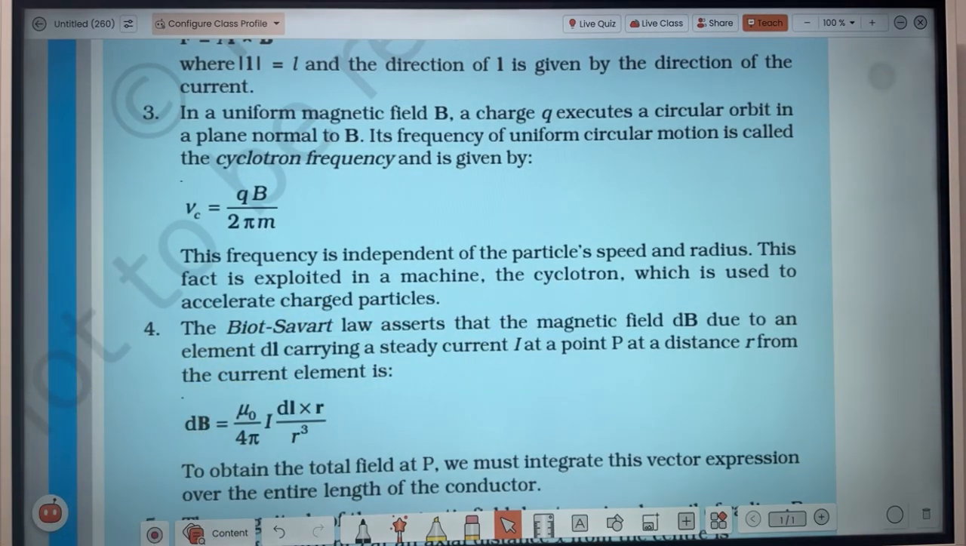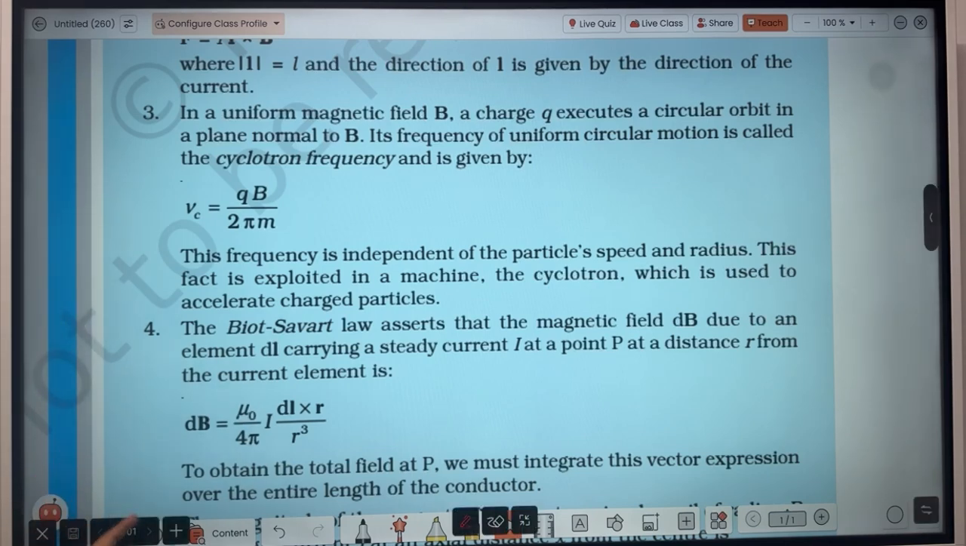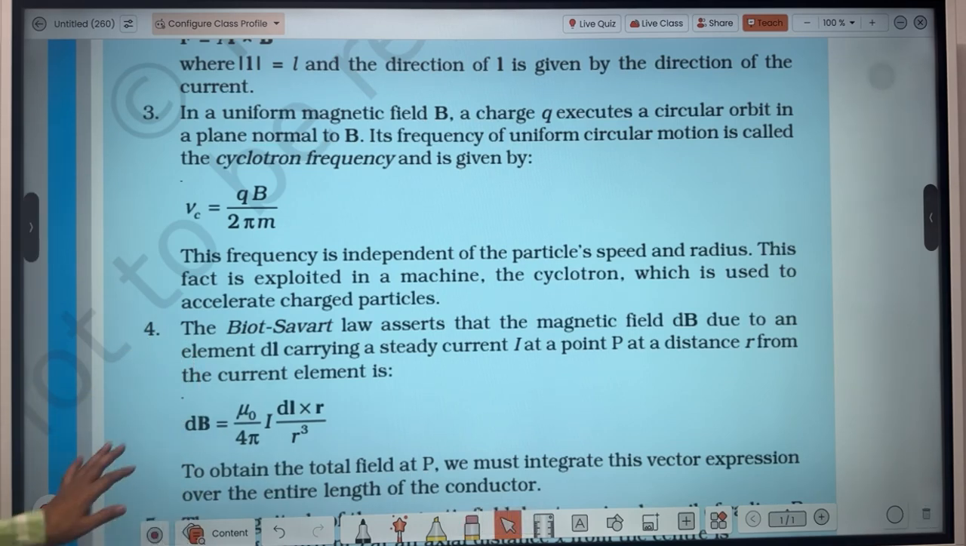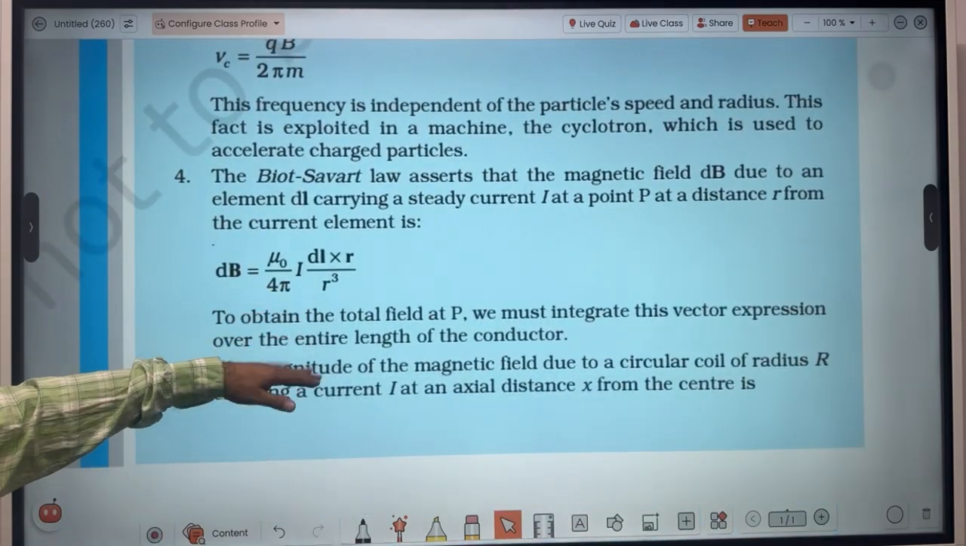So here in your syllabus it is not there, but later on in higher classes you will study about it. Then comes Biot-Savart's law. If you remember, due to a current conductor, at any point we can find the magnetic field, and that is given by the formula dB equal to mu naught upon 4 pi I dl sin theta divided by r square.